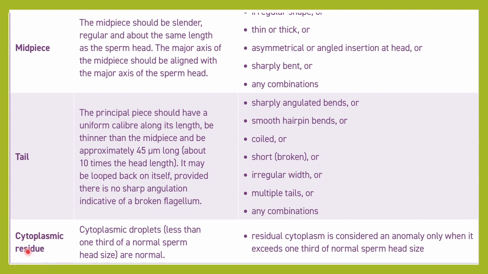Then you have cytoplasmic residues. I have told you that cytoplasmic droplets can be there, but they should be less than 1/3 of the normal sperm head size. That is normal. Residual cytoplasm is considered an anomaly only when it is exceeding 1/3 of the normal sperm head size. So if it is less than 1/3 of the head size, we will call it normal; if it is more than 1/3, we will call it abnormal, excessive cytoplasmic residue.